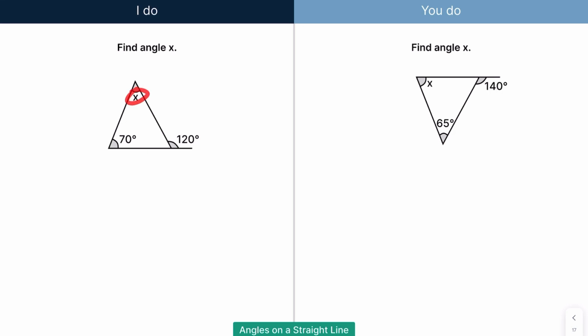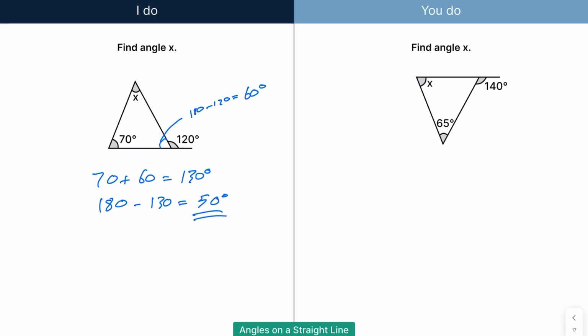So here we've been asked to find x. We know what this is, but we don't know what this is. So we need to find this to get the answer. But we know that angles on a straight line add up to 180. So this angle here is just going to be 180 take away 120, which is 60 degrees. So now we have that angle, we can find the answer. So 70 plus 60 is 130, and x is just going to be 180 take away 130, which is 50 degrees.